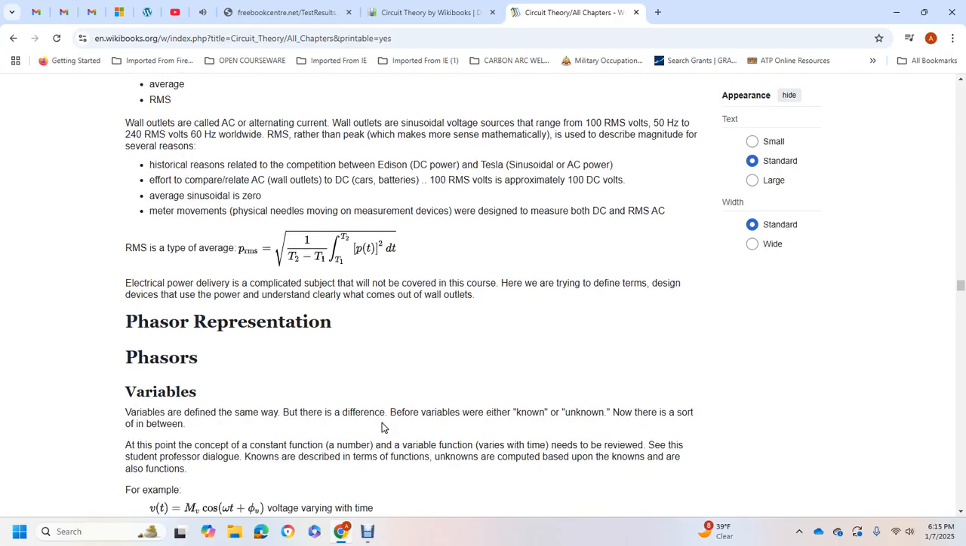Electrical power delivery is a complicated subject that will not be covered in this course. We will define the terms of the design of the device. Power can be understood clearly when it comes out of the wall outlets.